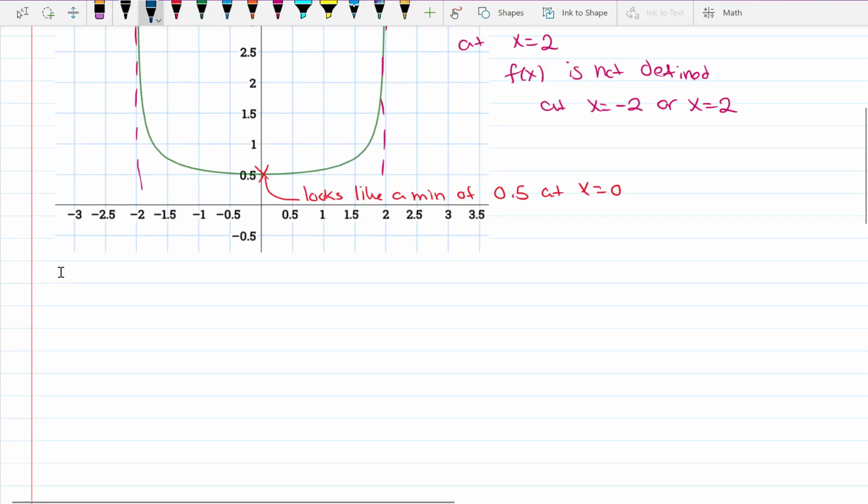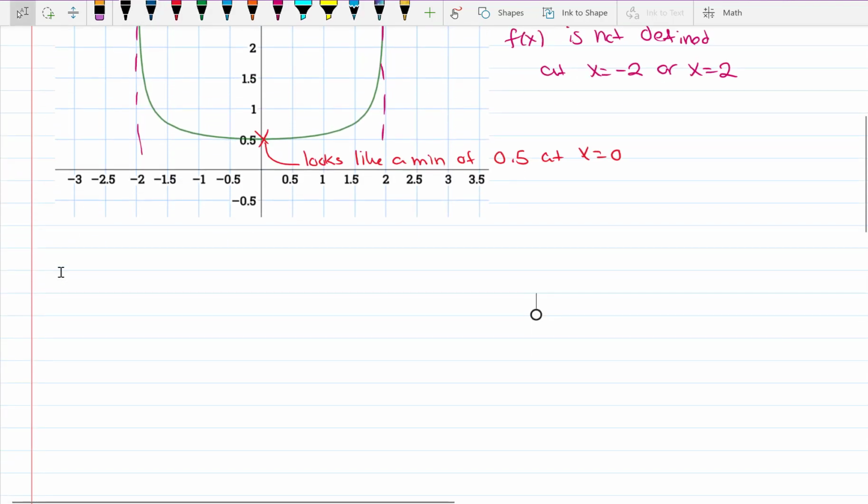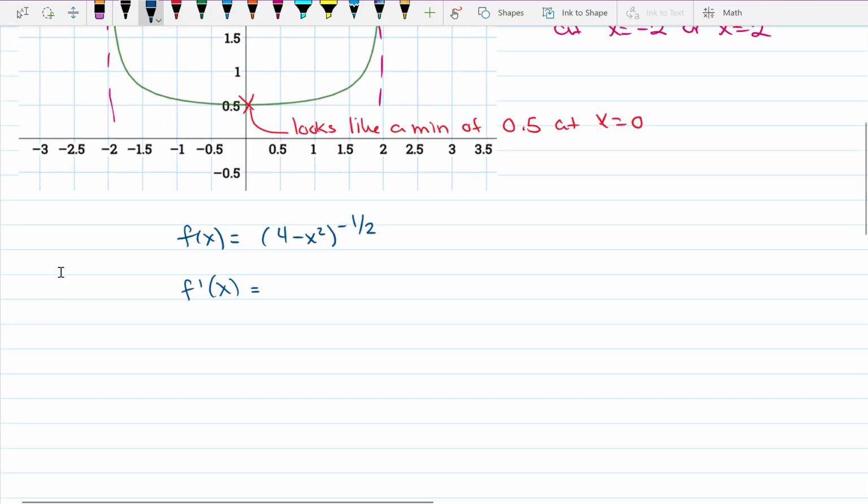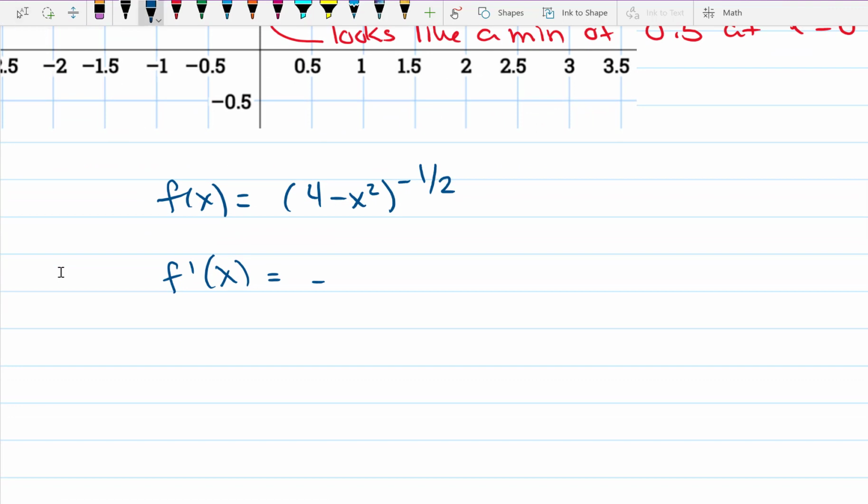Okay, so like I said, it looks like we have a minimum of 0.5 at x equals 0, but graphs can be deceiving, so we need to check our algebra and actually make sure. So we take f of x, which is equal to 4 minus x squared to the power of -1/2. Now the way we find mins and maxes is we take the derivative and set that equal to 0. So let's do that right now. Let's take the derivative. We get -1/2 times 4 minus x squared to the -3/2, and then times the -2x using the chain rule.